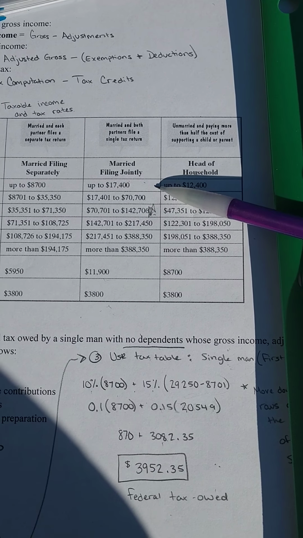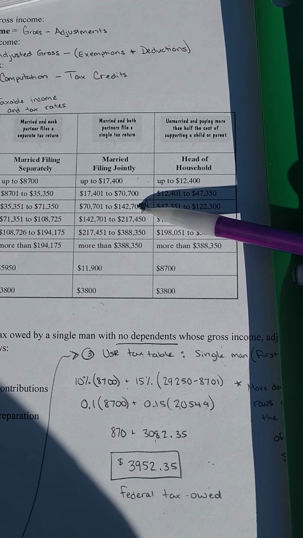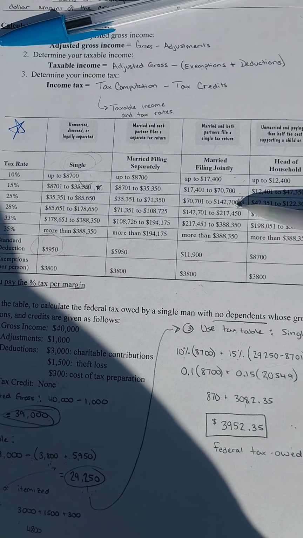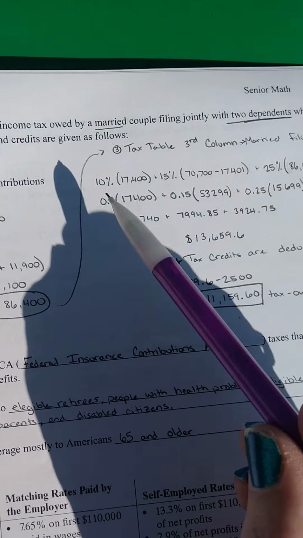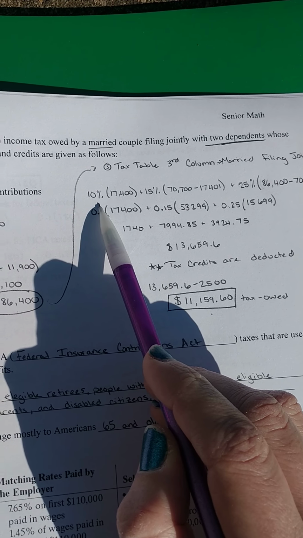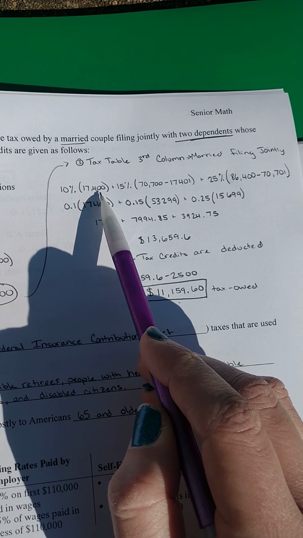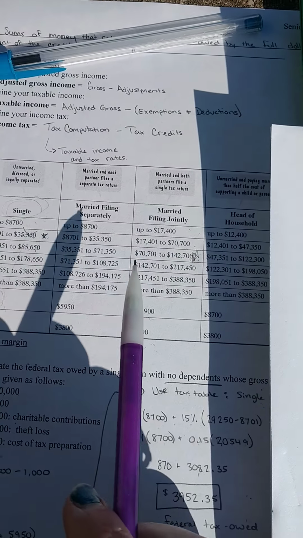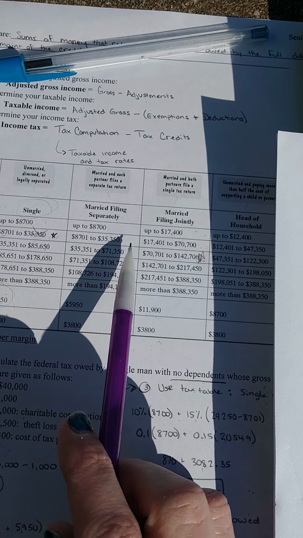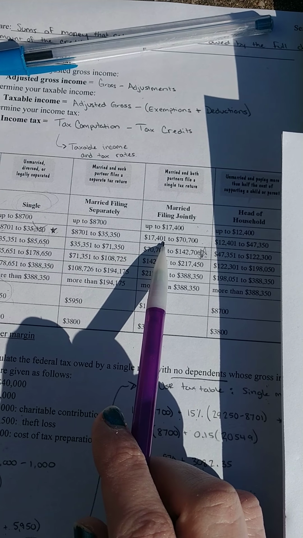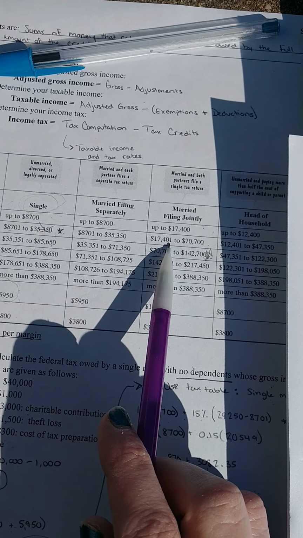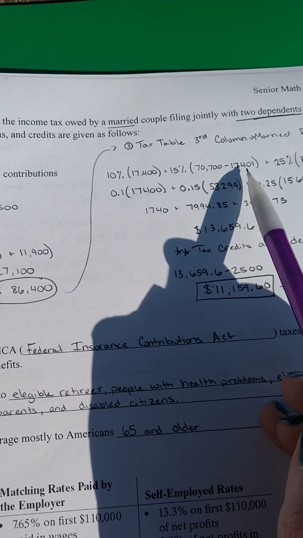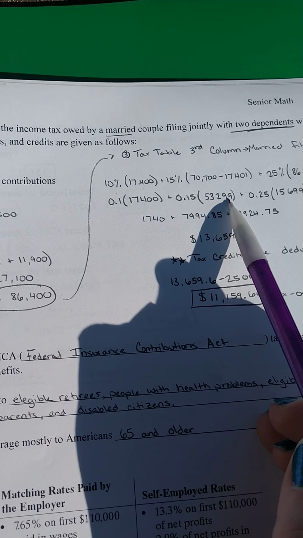So we have to take 10% of this, 15% of this, and then 25% of what values we have in this one. So we're going to come back over here and say, all right, I'm doing 10% of that $17,400 plus 15% of our next bracket. Our next bracket was $70,700 down to $17,401. So we're going to subtract those values. And remember, you always subtract the smaller from the larger, and that way you get a positive number here.